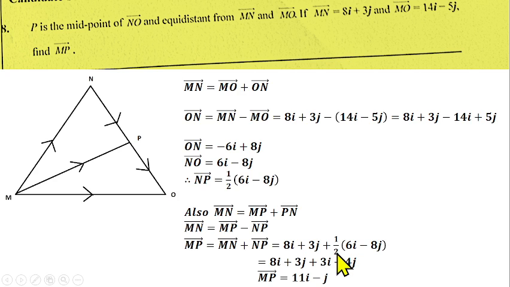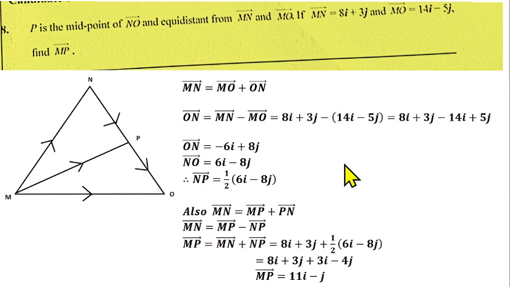So I said to take care of this, that means you have 3i minus 4j, which if you simplify, 8i plus 3i will give us 11i. Then 3j minus 4j will give us minus j. So therefore vector NP is equal to 11i minus j. I hope you understand this. This is question number 8.